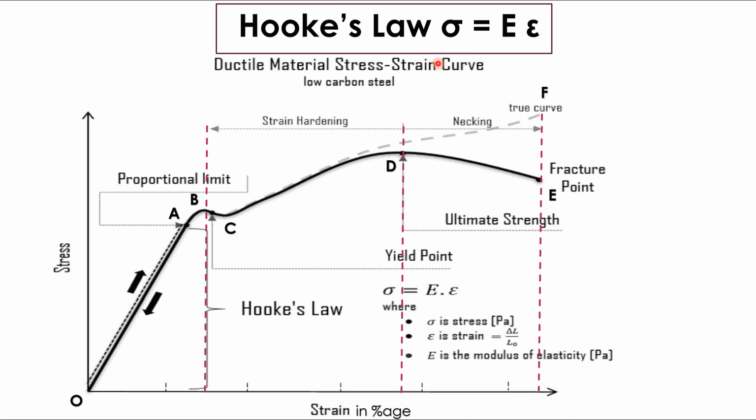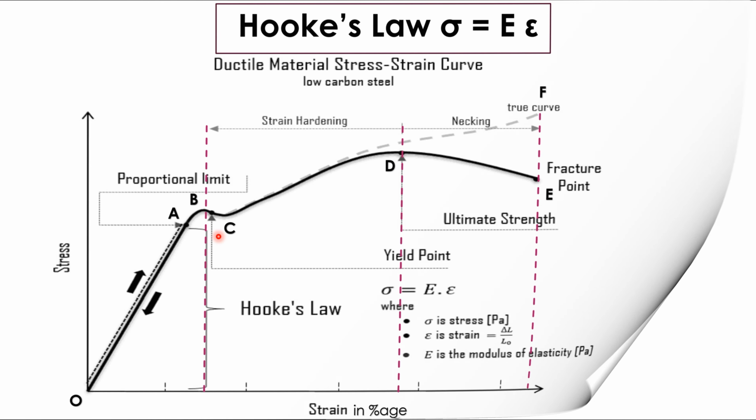E is the ratio between stress and strain and is called the Young's modulus. This region from O to A is also called the proportional limit or elastic limit of the material. The point A in this graph is called the proportional limit or elastic limit. It means after this point the yielding starts, and when yielding starts in the material, point B in this graph is called the upper yield point, and point C is called the lower yield point.